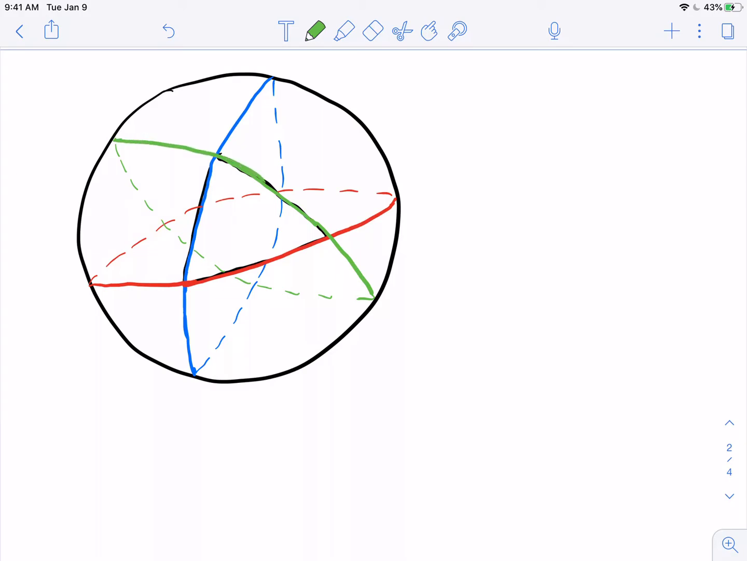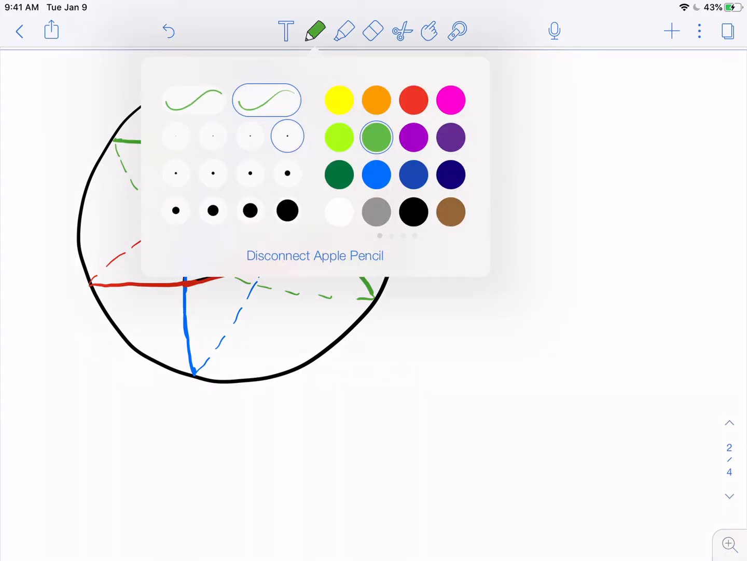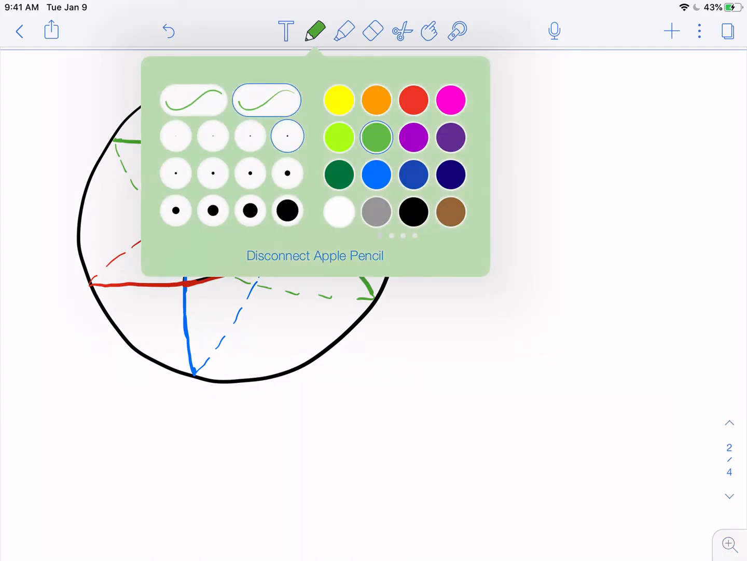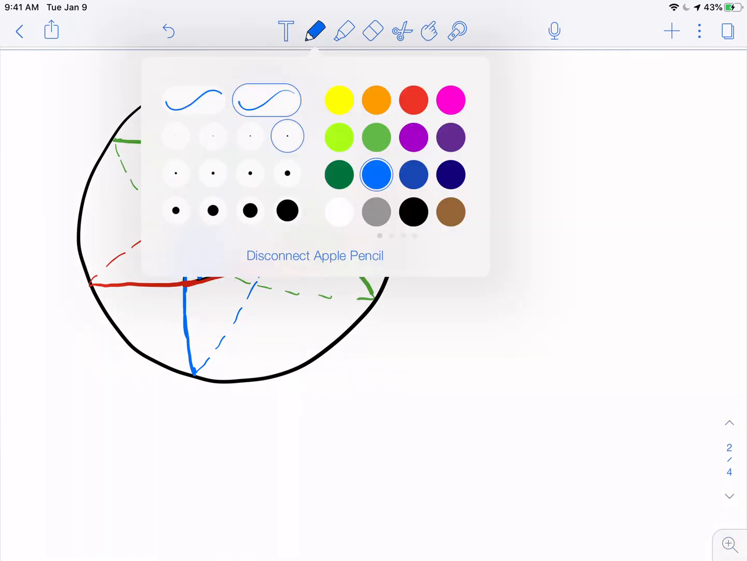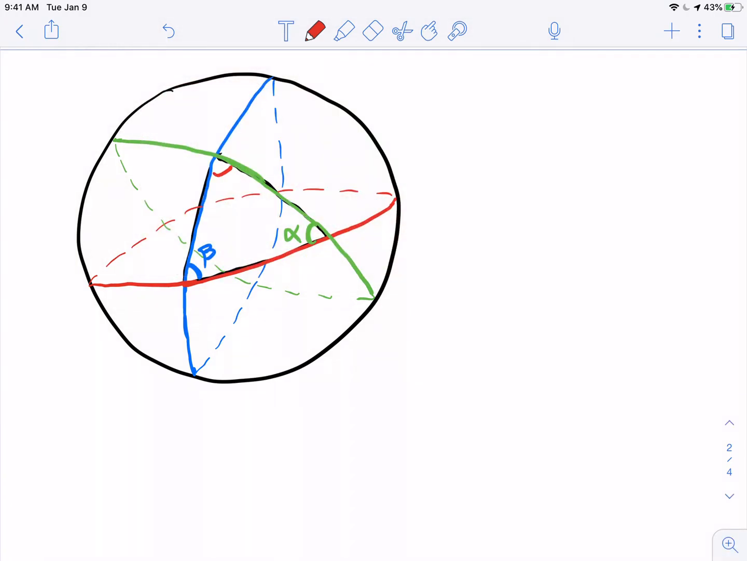Okay, so that's the picture. Now the triangle that we care about, I should probably label the angles. So call this angle alpha, this angle beta, and this angle gamma. We're trying to calculate the area of this.